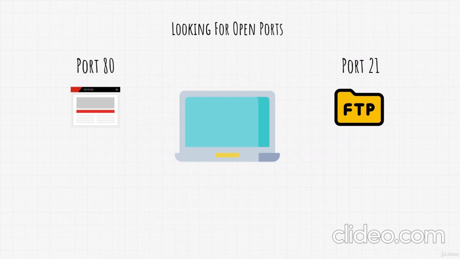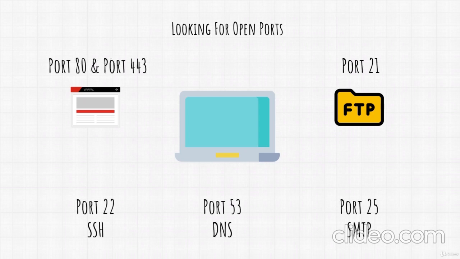You could, for example, have port 22 open, which is the SSH port, or secure shell port. It is used to log into the target machine and execute commands on it remotely. We could also have, for example, port 53 open, which is the DNS port, or we could have port 25 open, which is the SMTP port.